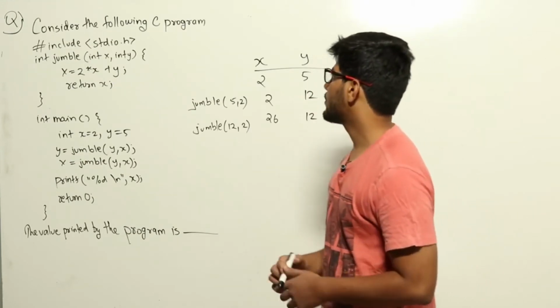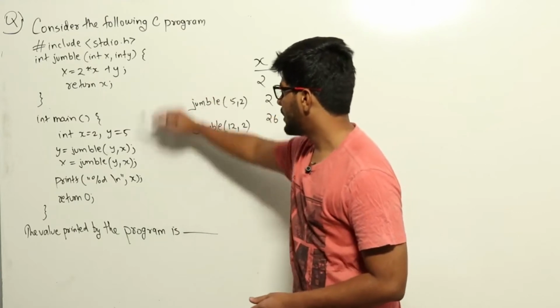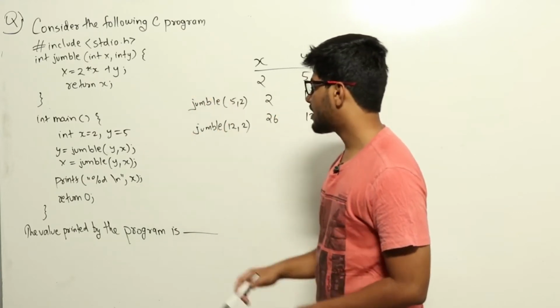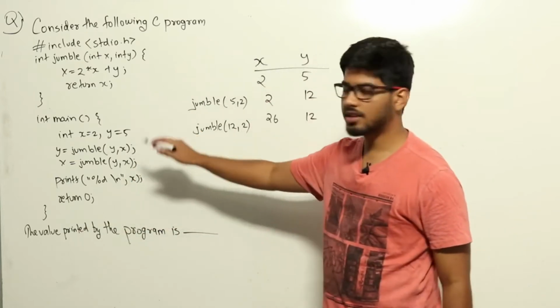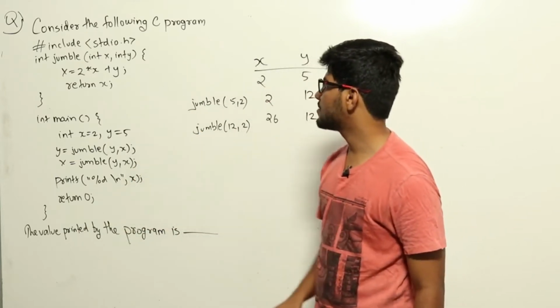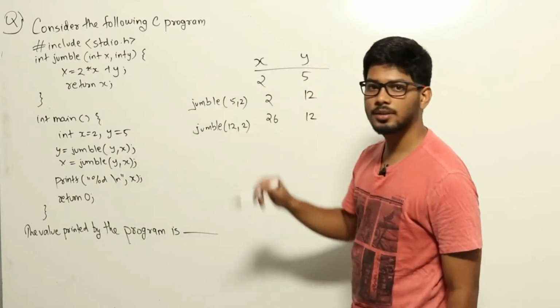This is a C programming question given here. We have been given this particular code snippet, and they are asking the value printed by the program is dash. So we need to find out what the value would be that is printed by this program. Now let us take a look at the program.